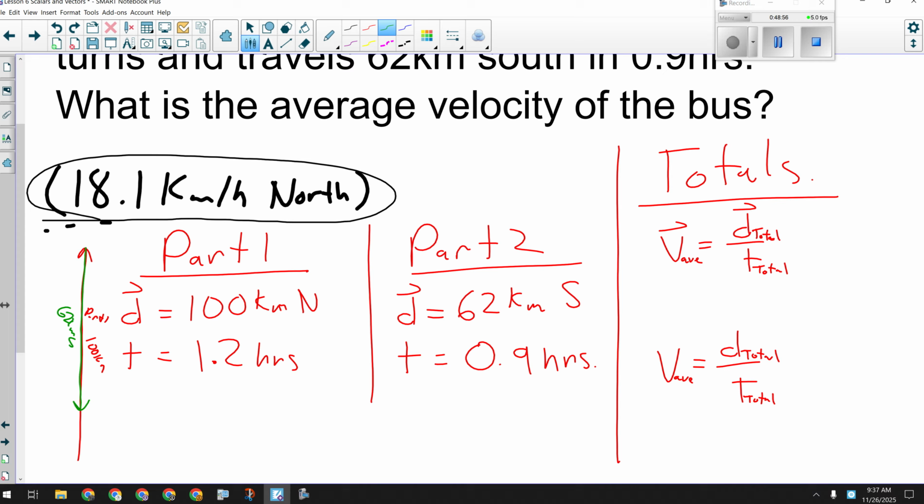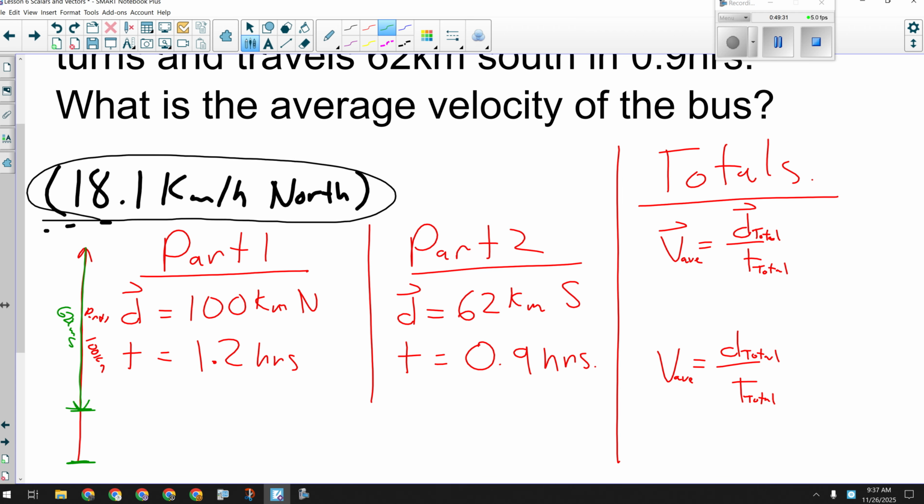So how much have I changed my position given that this is my initial position and that is my final position? How far away am I now? 38 kilometers in which direction? North. I went 100 kilometers north, and then I turned around and went 62 south. I am still 38 kilometers north of where I started. Agreed? Okay, that's calculating total displacement.